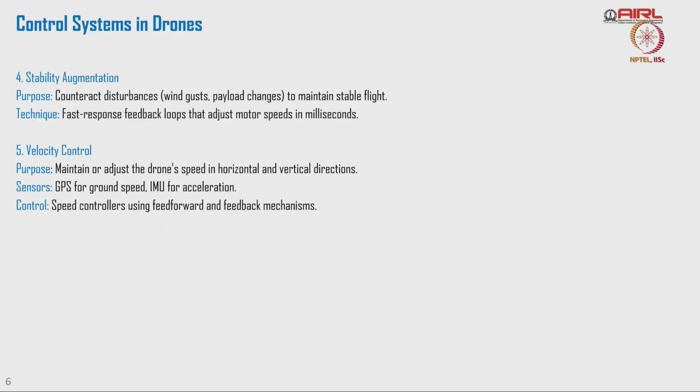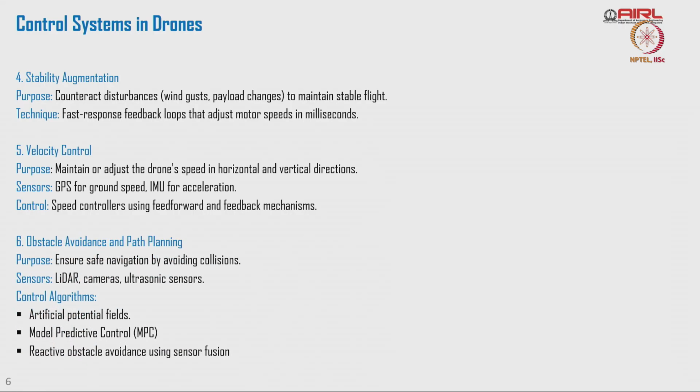Okay. There is another aspect called velocity control. The purpose is to maintain or adjust the drone's speed in horizontal and vertical directions, and speed controllers using feedforward or feedback mechanisms are useful in achieving velocity control.